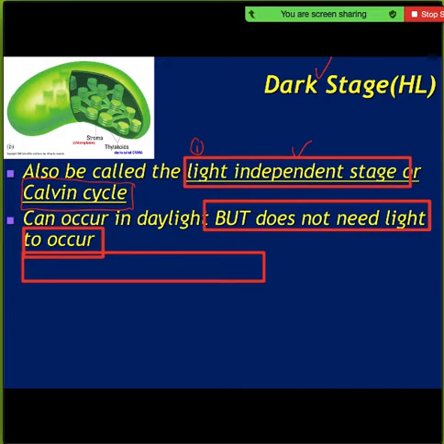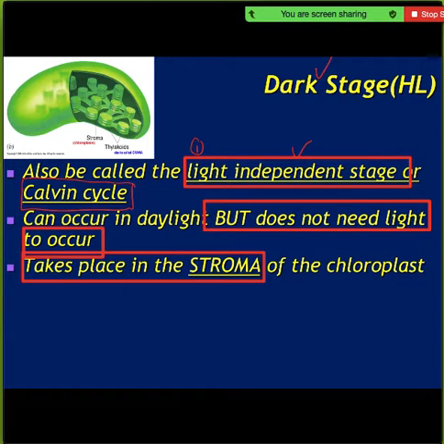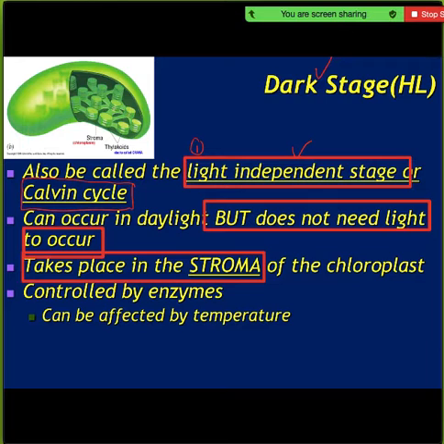So it can occur in daylight, but it doesn't need light. That's like glycolysis, which can occur in the presence of oxygen but doesn't need oxygen to occur. And we've said it takes place in the stroma. The stroma is the liquid portion of your chloroplast. It is controlled by enzymes, so temperature will have an effect on the rate. This is linking back to the enzyme chapter that we did at the beginning of the year.